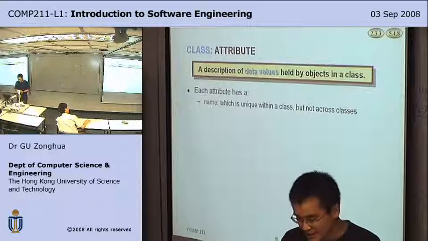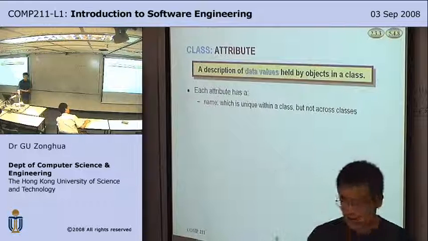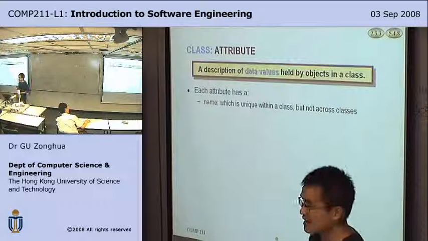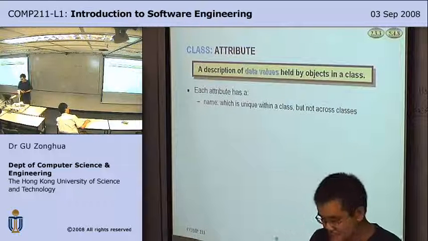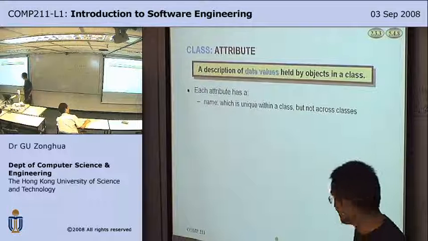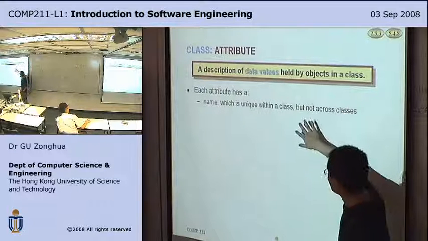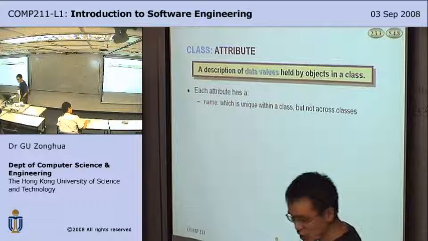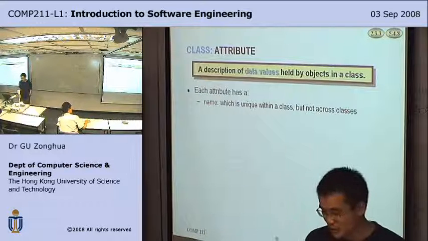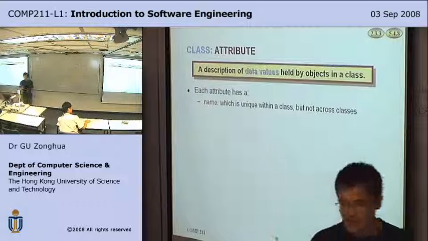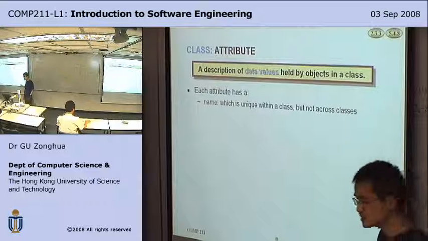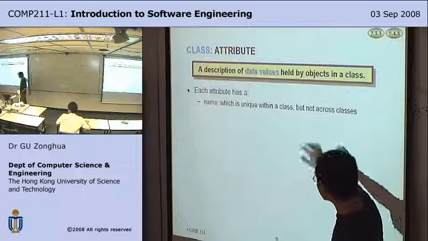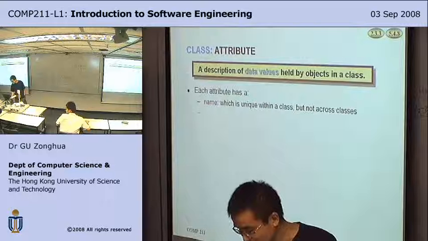So the name of the attribute must be unique within the class. That is, a person must have only one attribute called name. Well, that's a little confusing because the name really refers to the name of the attribute. So the person must have only one attribute called age. Well, a car can also have an attribute called age, but there cannot be two age attributes within the same class. That's what it means for a name to be unique within the class, but not across classes.